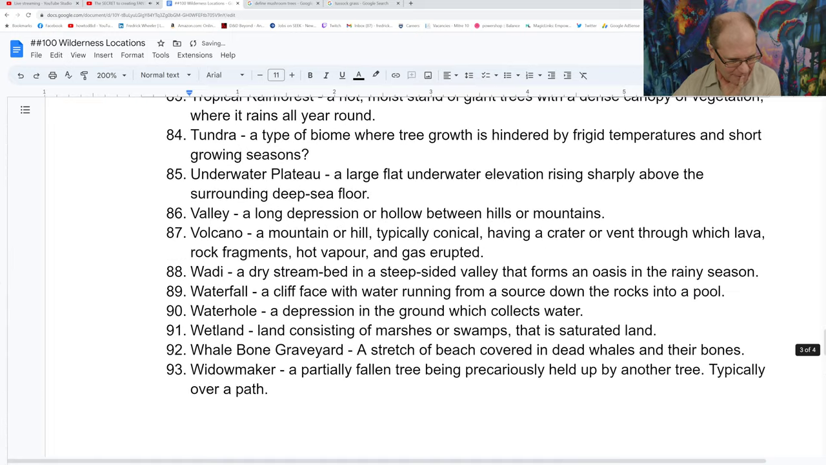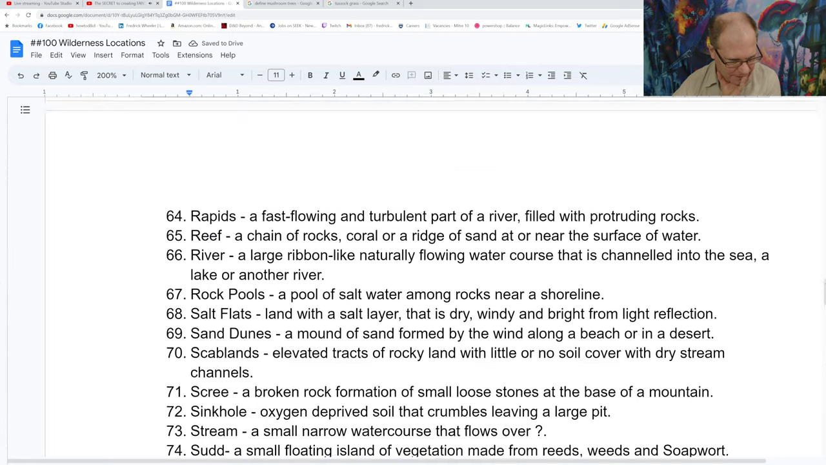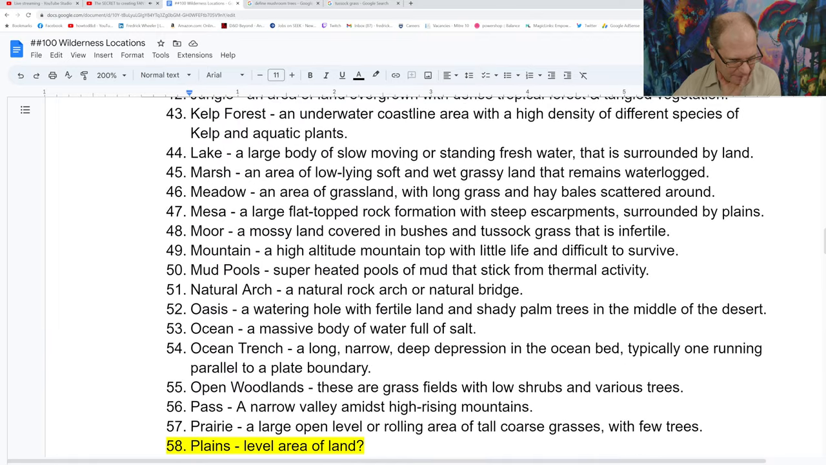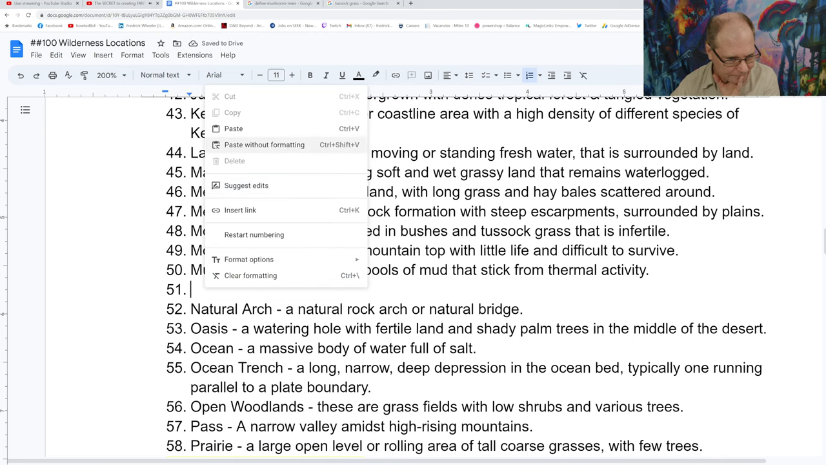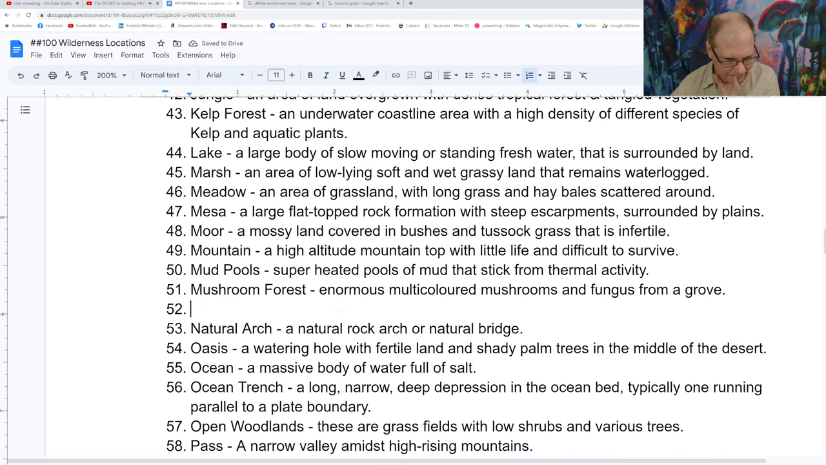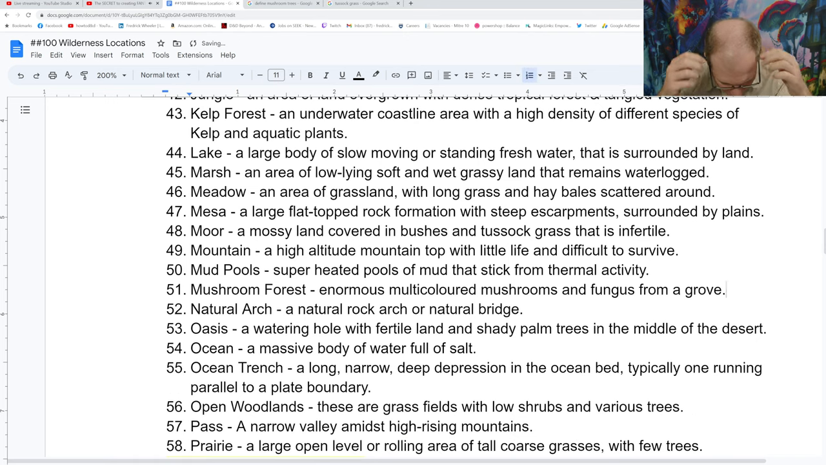Mushroom. Okay, good. Yes, getting my mushrooms on. Will often grow from dead trees. Yes. We got 100 done. I just need to fill in the details on it, and it's a thing now.